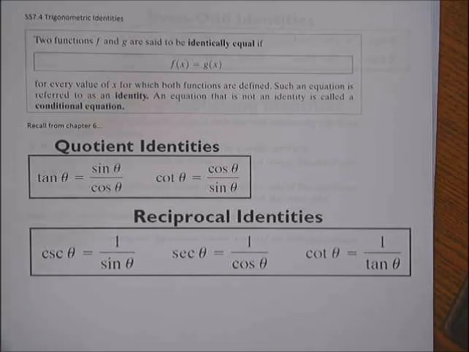Hey guys, this is 7.4. We are now proving trig identities. That means we're writing, remember in geometry, you used to write proofs with two columns, one on the left and one on the right, and the right column is justification.